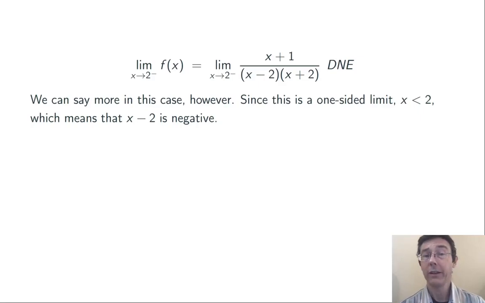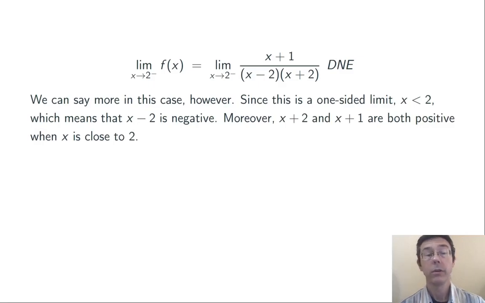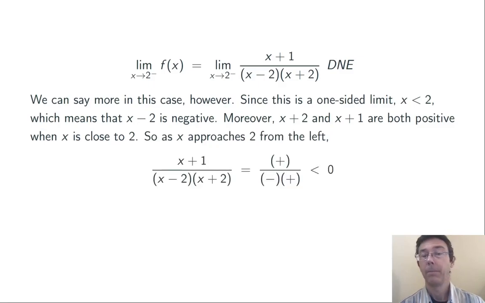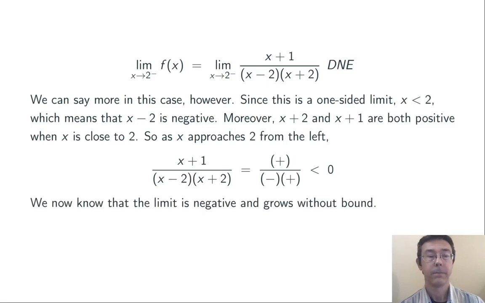Since we have a one-sided limit, we know that x is less than 2. This is a limit from the left. And therefore, x minus 2 is going to be negative. Moreover, since x is close to 2, both x plus 2 and x plus 1, the other factors in the numerator and denominator of this expression, are both going to be positive. Overall, when x approaches 2 from the left, we have a positive over a negative times a positive, so this is always going to be negative.